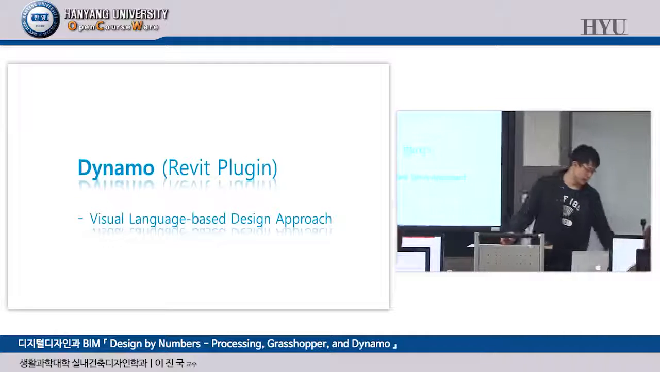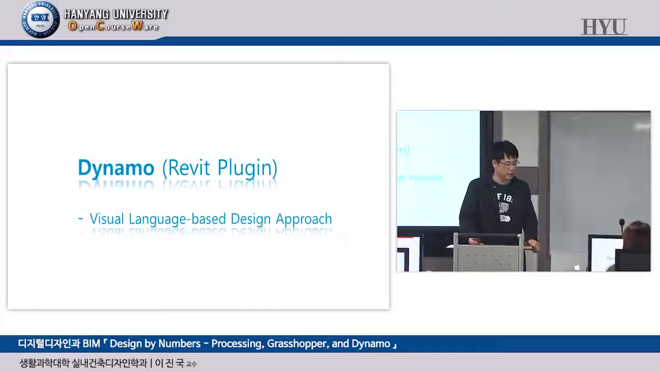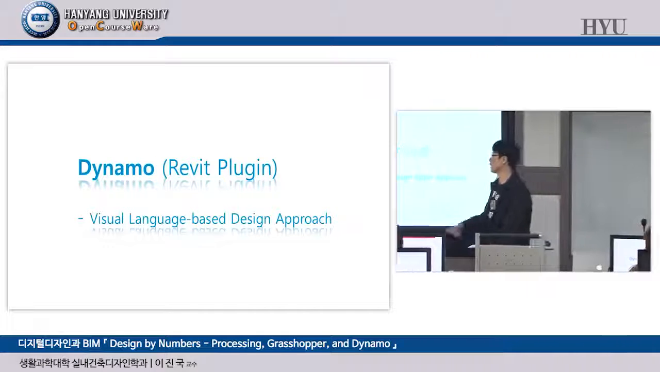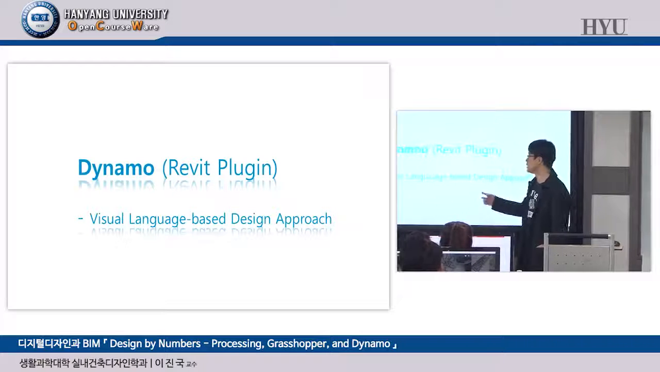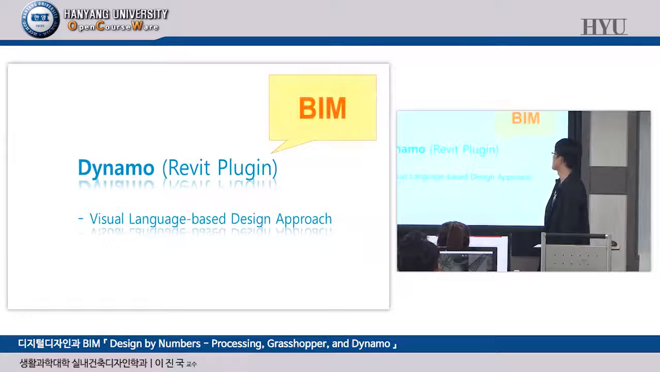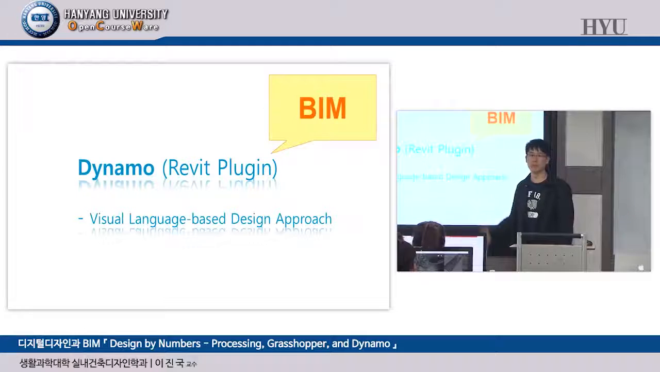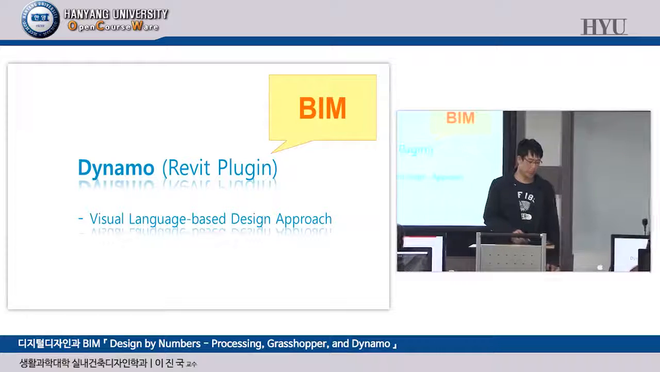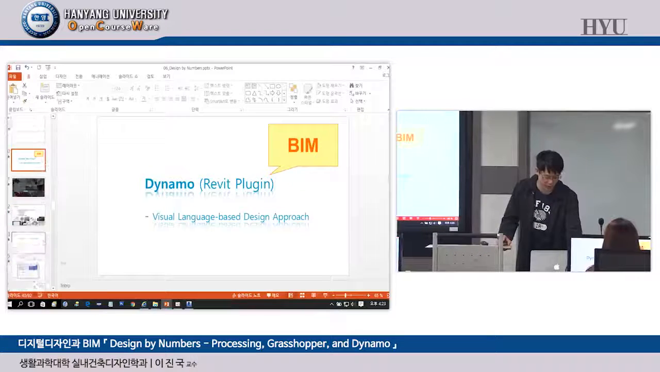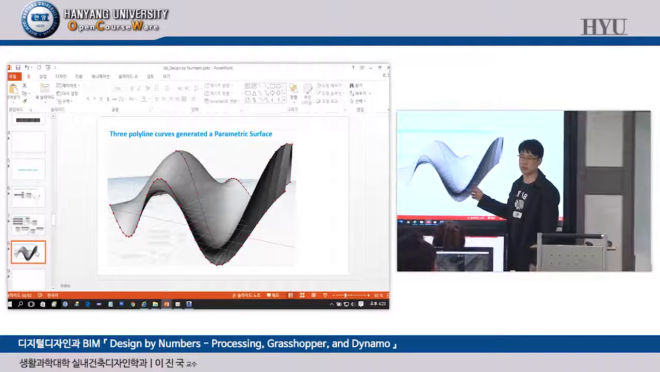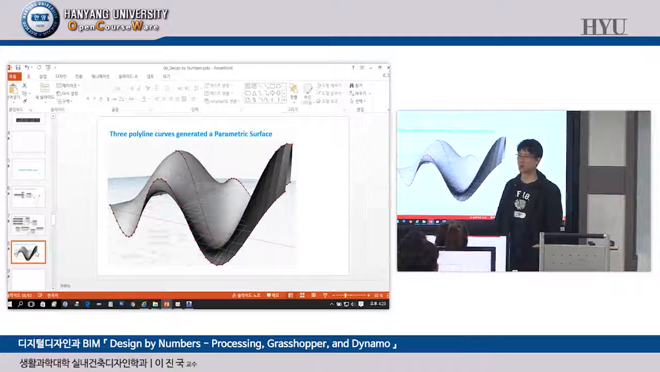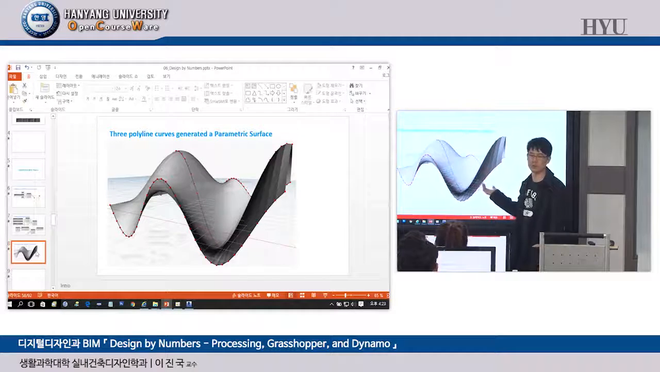Okay, at last, we have reached Dynamo, okay? Dynamo is a Revit plugin. A visual language-based design approach, okay? Simply, this is BIM. Actually, we're going to create a specific geometry. For example, we're going to create this kind of geometry right now. But before moving to the lecture slide, let's create one part of this geometry using Dynamo.